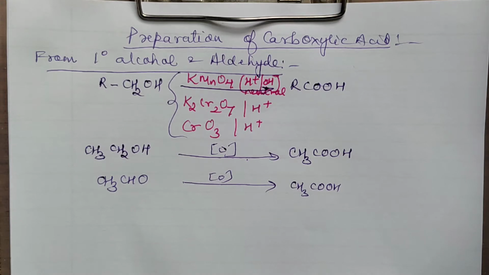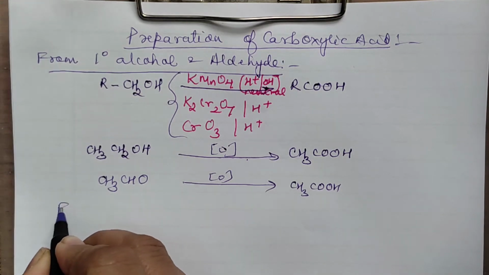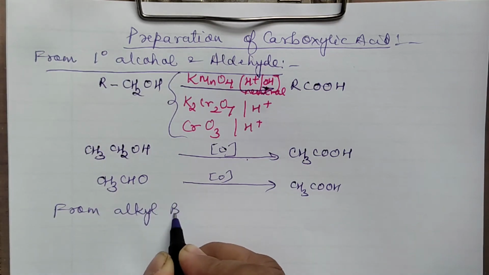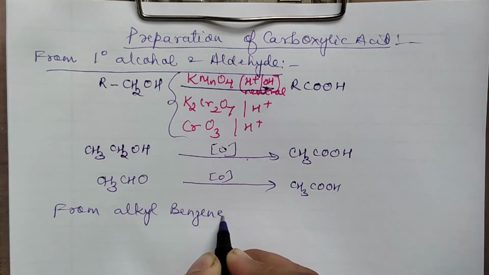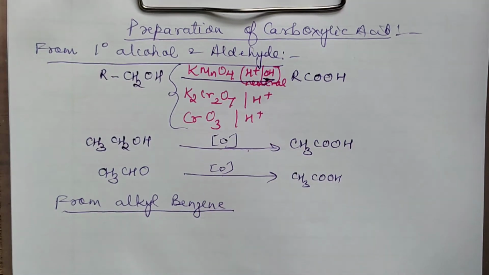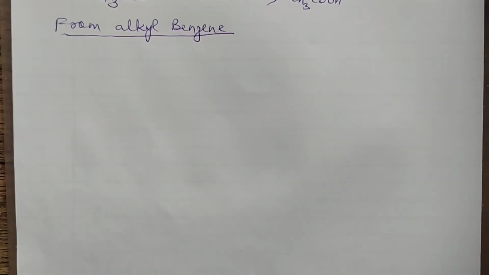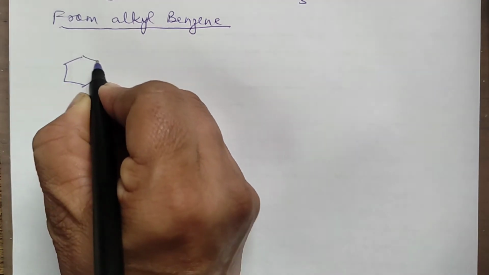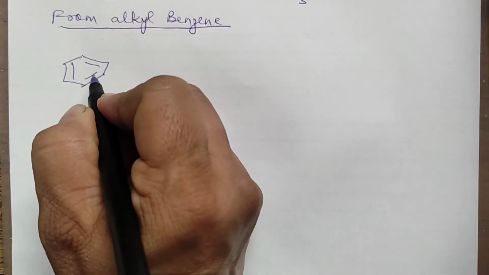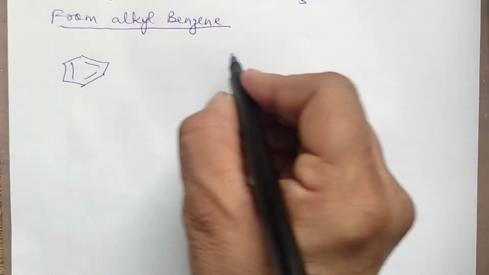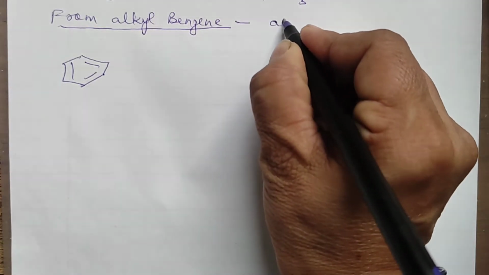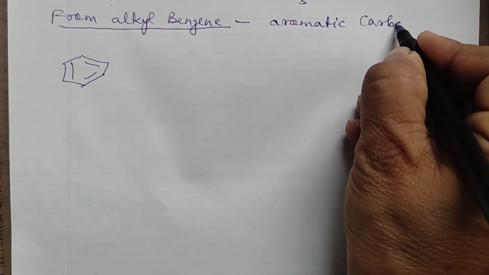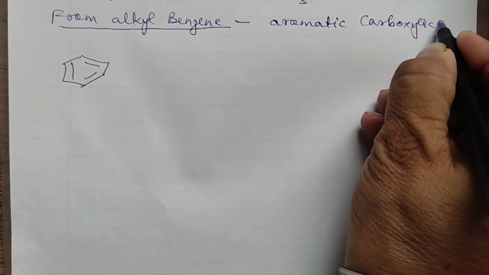This is fine, children. The second most important method which we are taking is from alkyl benzene. It's a very, very important reaction, children. It is also required in conversions. Okay, let me just move it up. From alkyl benzene. Now this is very interesting. If you take aromatic, so mainly for aromatic acids, right? For preparing aromatic carboxylic acid, you can use this particular method.